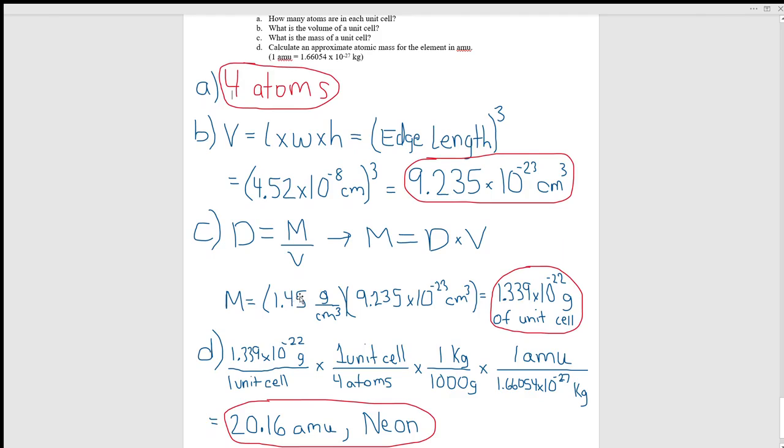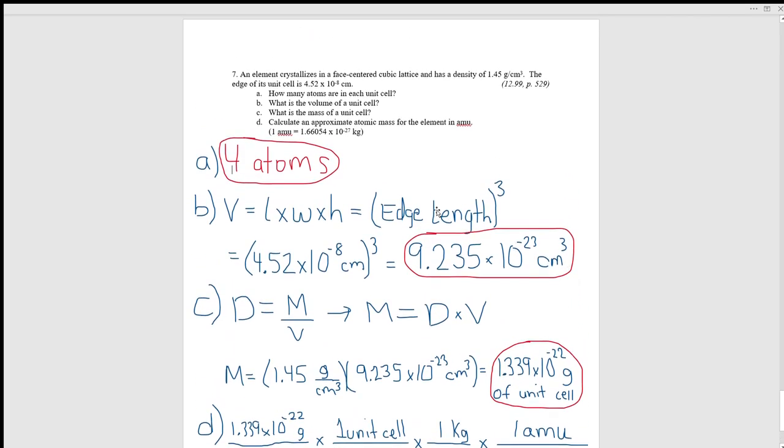Part C asks for the mass of our unit cell. Now to determine that, we need to remember the formula for density. Density is equal to mass divided by volume. You can see here that I've rewritten the equation to solve for mass. So mass is equal to density times volume. We know that the density is given to us as 1.45 grams per cubic centimeter. So there's that piece.